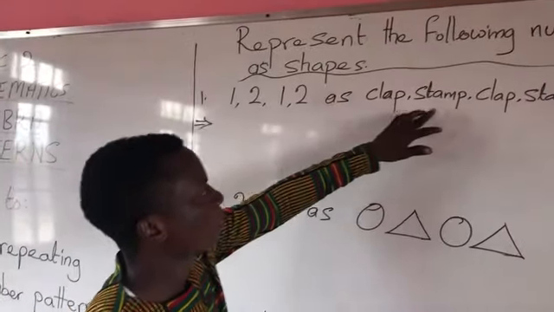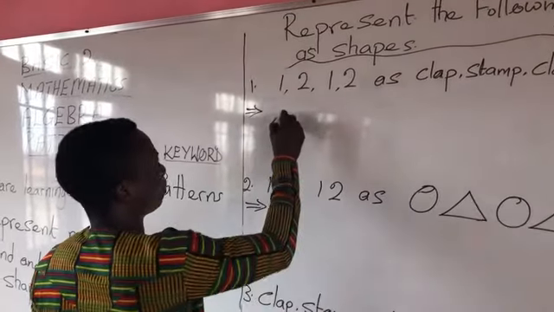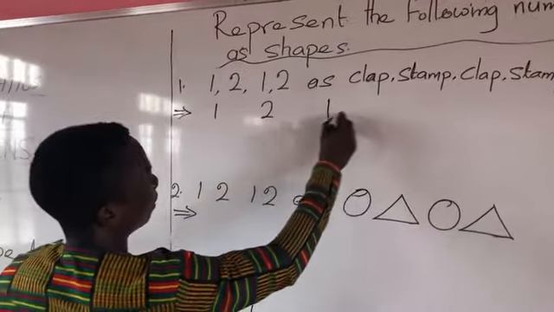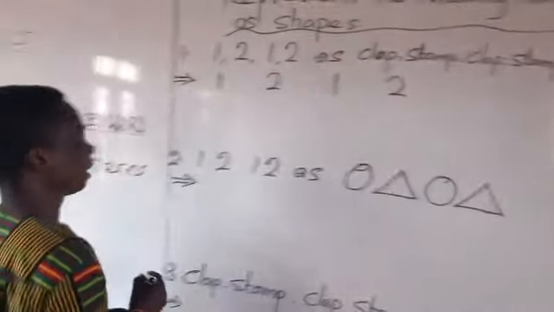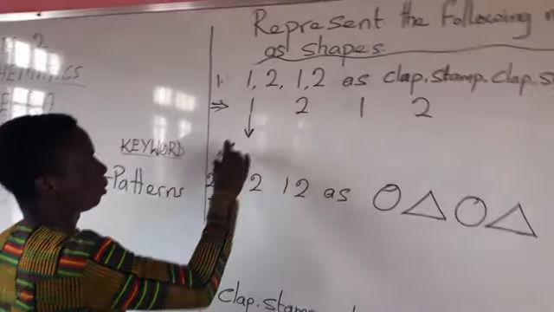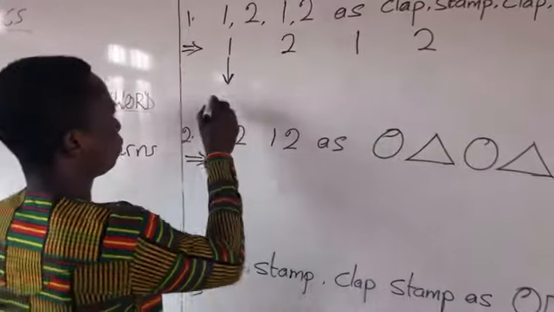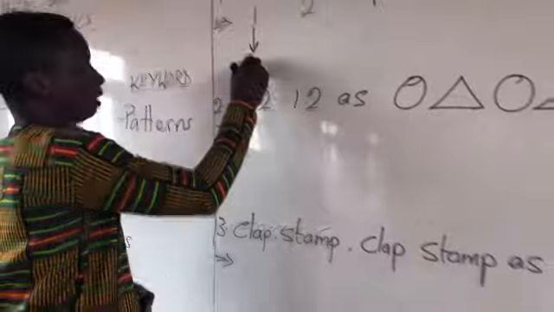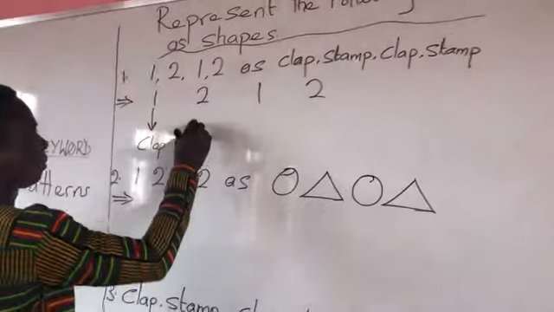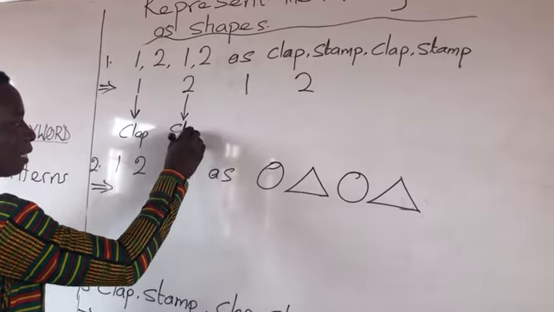Because of the clap and stamp, you have to write with a little bit of space. The first one here, the second one here, the first one here, the second one here. Now, I'm going to draw a line to map it. The first one is clap, so you write clap under this. The second one is stamp, so you draw a line like this, then write stamp under this.